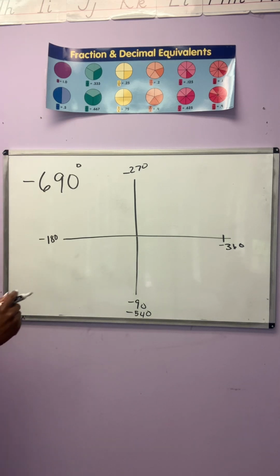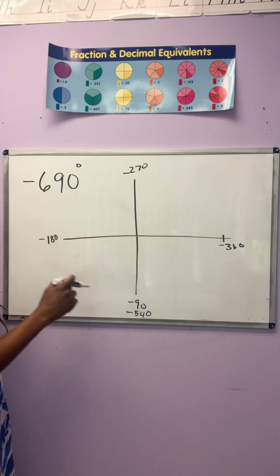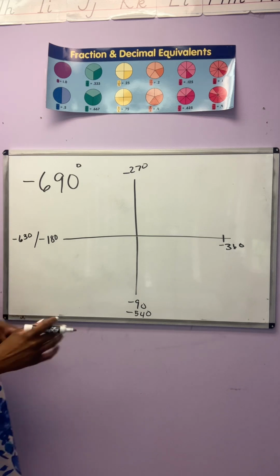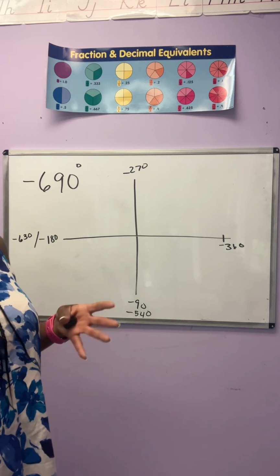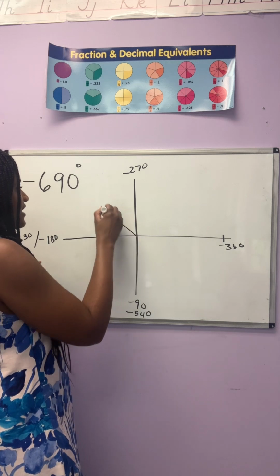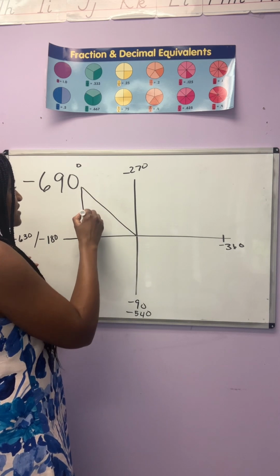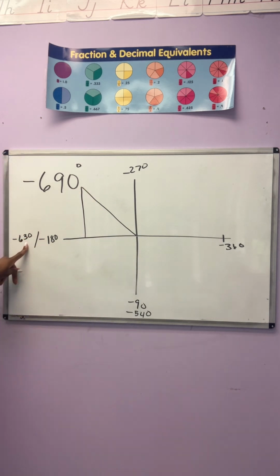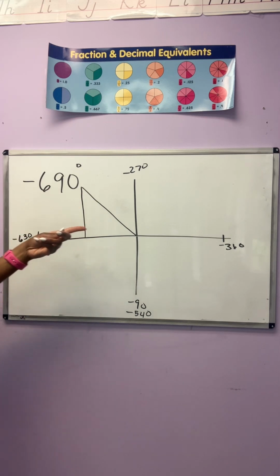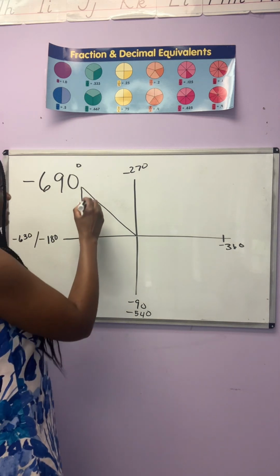Negative 600, because each quadrant is 90 degrees. So this one would be a negative 630. So negative 690, in degrees, is much easier for me to comprehend, like how large this angle is. If I'm at negative 630 right here, to get to negative 690, I just need to add another 60. So adding another 60, this is my angle.